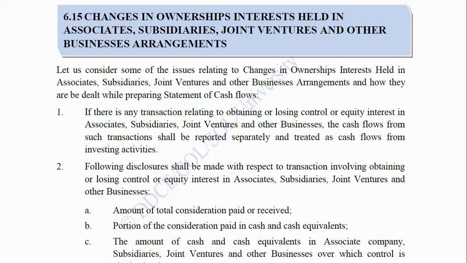Number one, if there is any transaction relating to obtaining or losing control or equity interest in associates, subsidiaries, joint ventures, and other businesses, the cash flows from such transactions shall be reported separately and treated as cash flows from investing activities. Number two, the following disclosures shall be made with respect to transactions involving obtaining or losing control or equity interest in associates, subsidiaries, joint ventures, and other businesses.